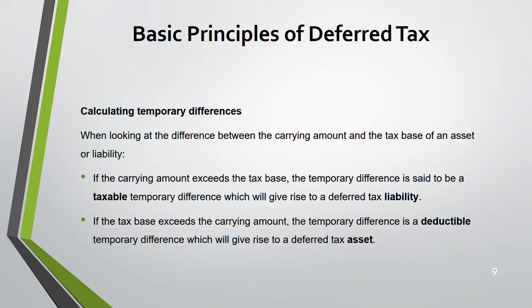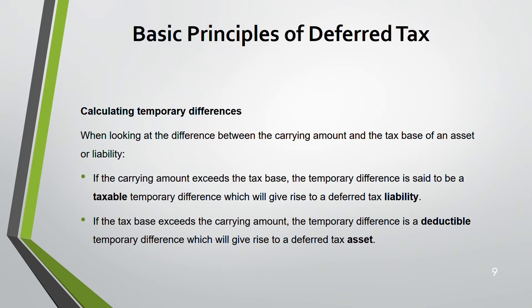Carrying amount is less than the tax base, then it is known as deductible temporary difference, and it gives rise to a deferred tax asset. Okay, so taxable goes for liability, deductible goes for asset. You need to memorize this too. You have to know it.